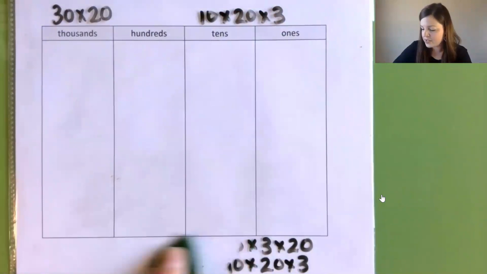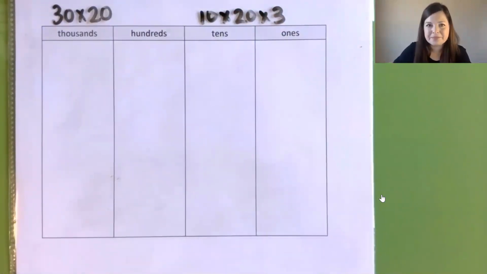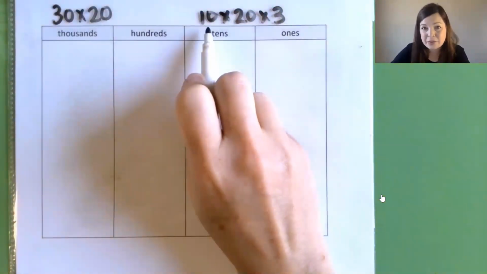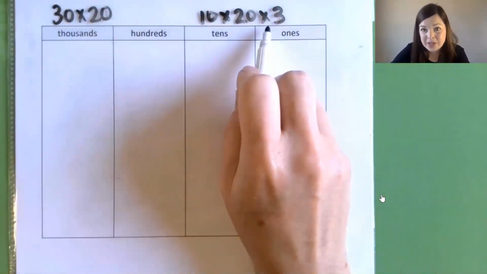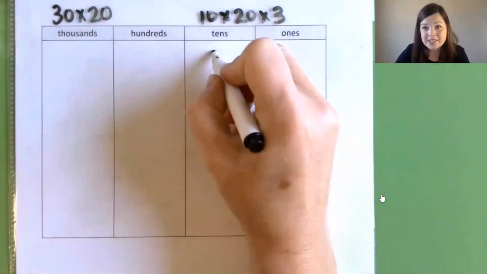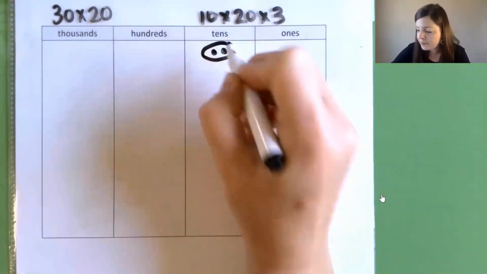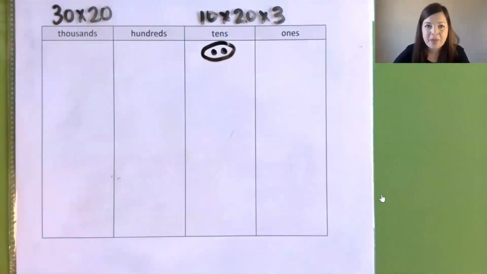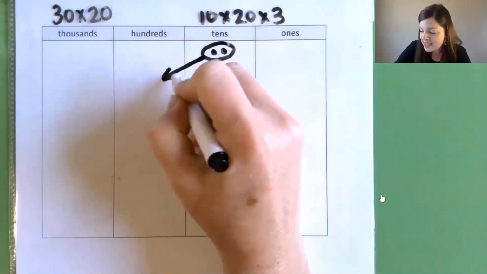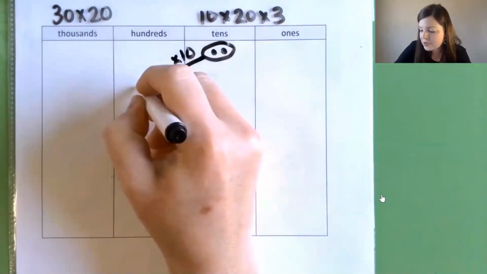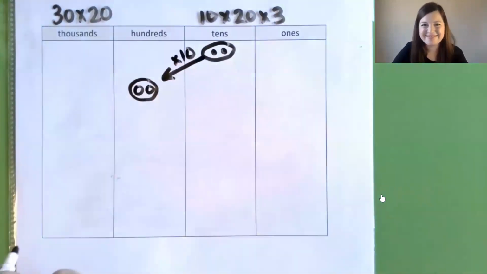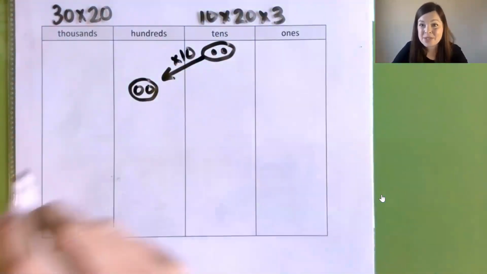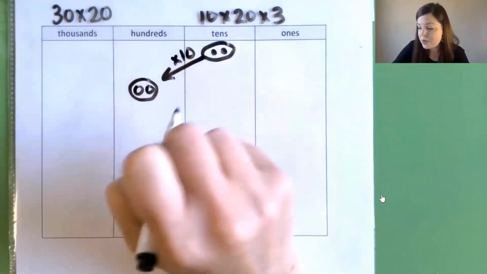And I'll erase these other ones down here. We can interpret this expression as 10 groups of 20 times 3. So we'll start by drawing 2 tens, which is 20. What is 2 tens times 10? 2 tens times 10 is 2 hundreds. So 10 times 20 is 200.